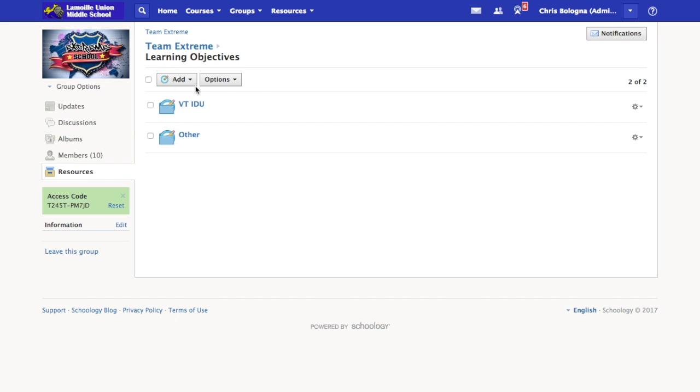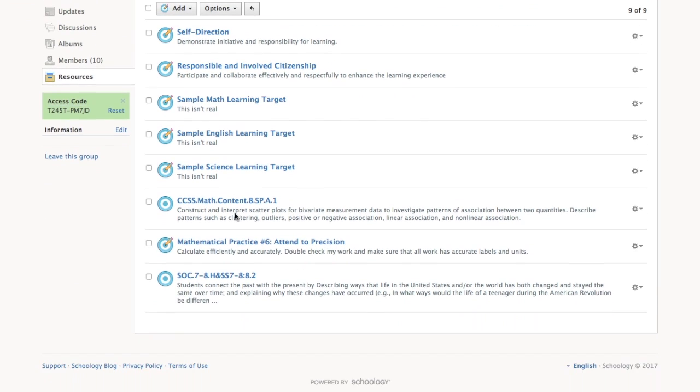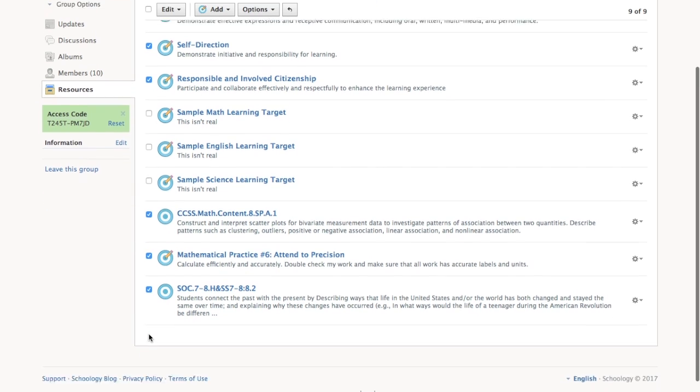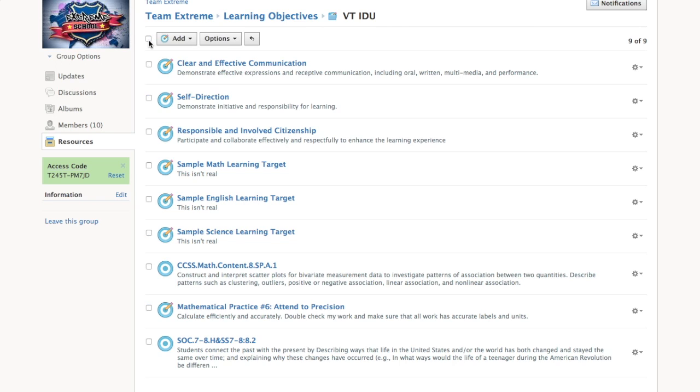And what we did was we added learning objectives, some custom, some we pulled from actual state standards. And we just kind of plopped them all in here. You can see there's some sample ones that when we were testing it out are there. But we took our 3 transferable skills, we went ahead and created these. And then we have, here's a math standard, and here's a social studies standard that are in here. So we decided on the standards we wanted to assess for the IDU and put them in here.